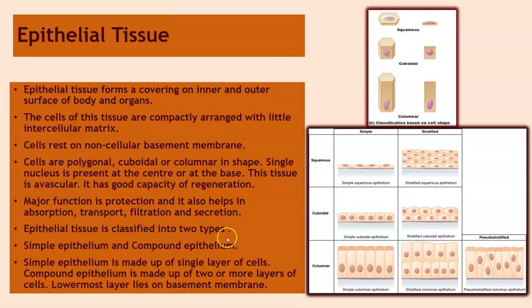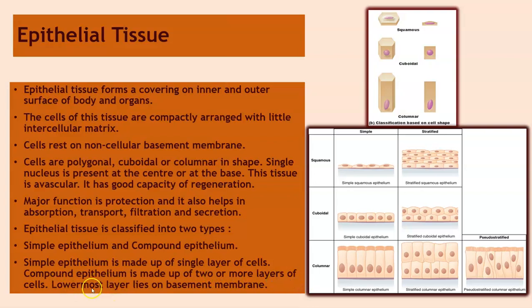Epithelial tissue is classified into two types. We have simple epithelium and we have compound epithelium. Have a look at this image here. This is showing you all the simple epithelia, and this is showing you the compound. Stratified is one of the types of compound epithelium. Simple epithelium is made up of a single layer of cells. So this is the difference between the simple and the compound epithelium. That is, a simple is made up of a single layer of cells and the compound epithelium is made up of two or more layers of cells.